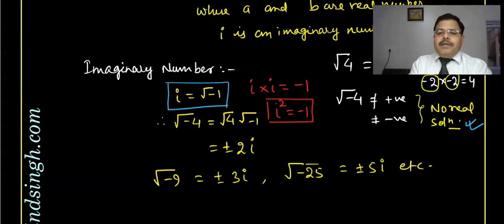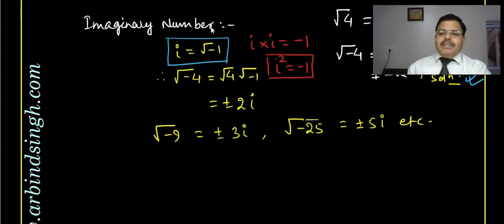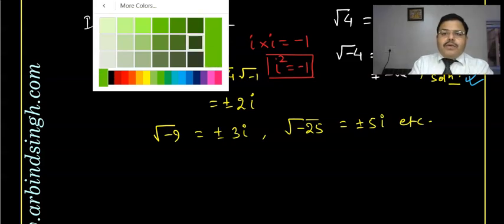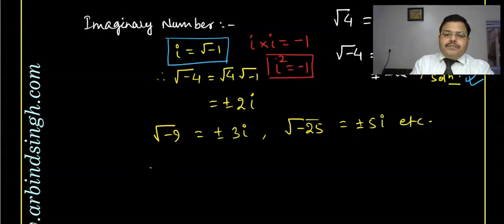This is what they have given. It is an imagination of someone's mind. It has no existence, but that imagination solves many problems. And what kind of problems? That iota square is minus 1. If I assume it like this, then we can write the square root of minus 4 as plus minus 2 iota, the square root of minus 9 as plus minus 3 iota, the square root of minus 25 as plus minus 5 iota, and like that. The square root of such negative numbers will be plus minus a number times iota, and iota square is minus 1.